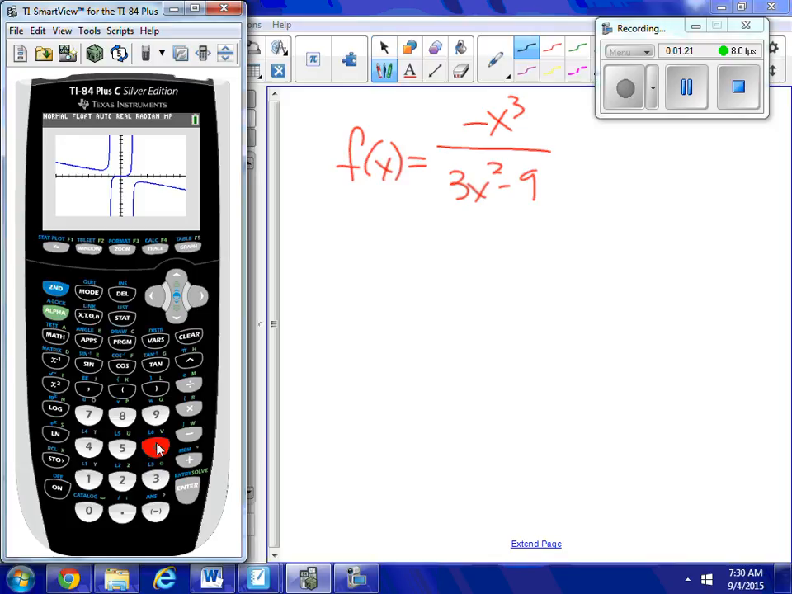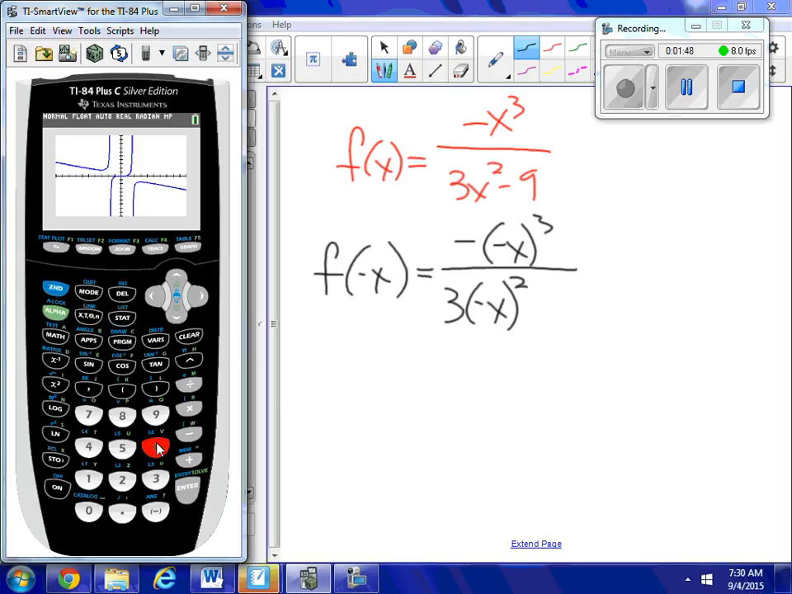And I always start testing by first testing for even and then testing for odd. So there's f of x. So f of negative x, I'm going to take negative x and evaluate my function for negative x. So I have negative x cubed divided by 3 times negative x squared minus 9. I'm going to simplify that a little bit.